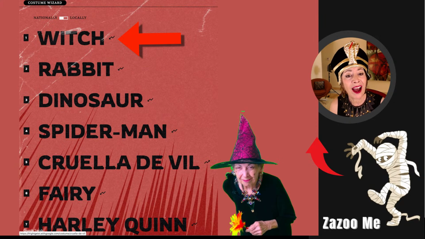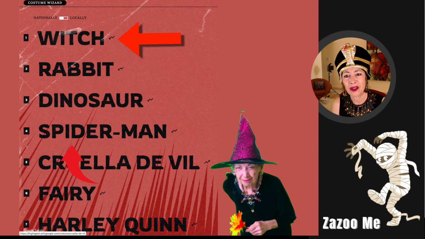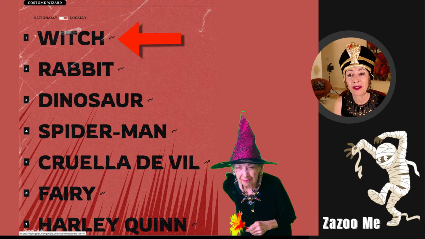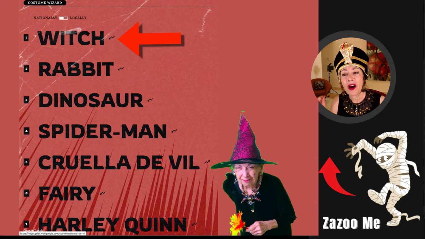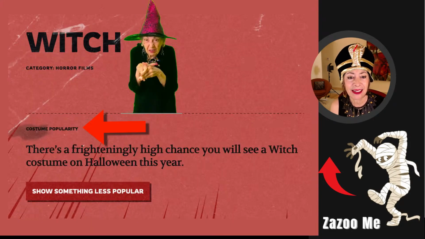And the number one costume is witch. That's the number one. The second one is rabbit. Get out of here. I imagine this is for children. So rabbit and dinosaur. I'm thinking Spider-Man, Cruella de Vil, Fairy, Harley Quinn. Those are the top 7 of the costumes that are trending, but they do the top 25, and I will show you that when we go live onto this fantastic site.